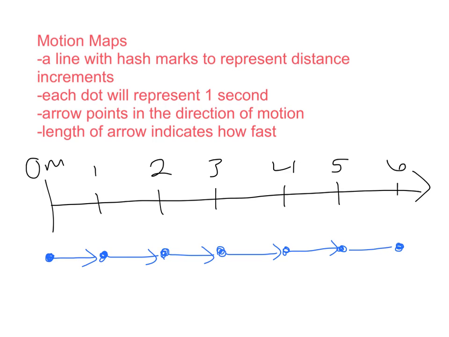So I want all of my arrows to be 1 meter long. So this motion map shows an object moving at 1 meter per second to the right at a constant velocity. Since the arrows are not changing their length, not changing their size, it means the object is moving at the same speed the entire time. So this would be a motion map with constant velocity to the right.